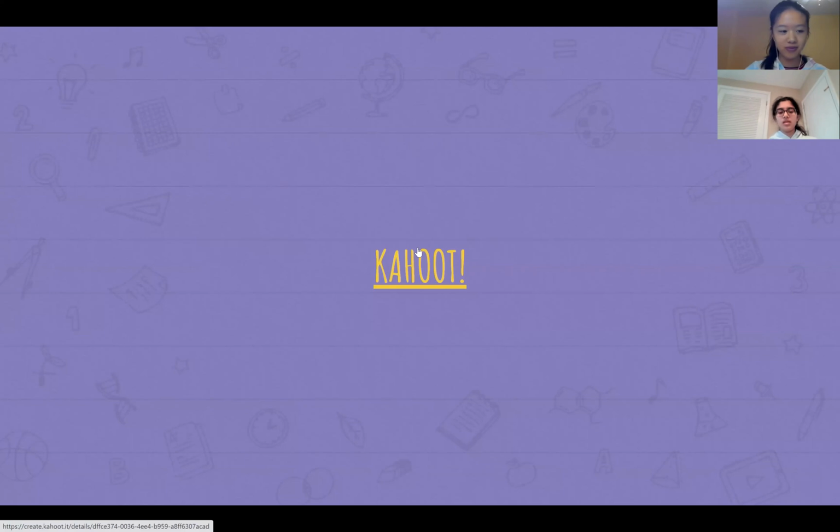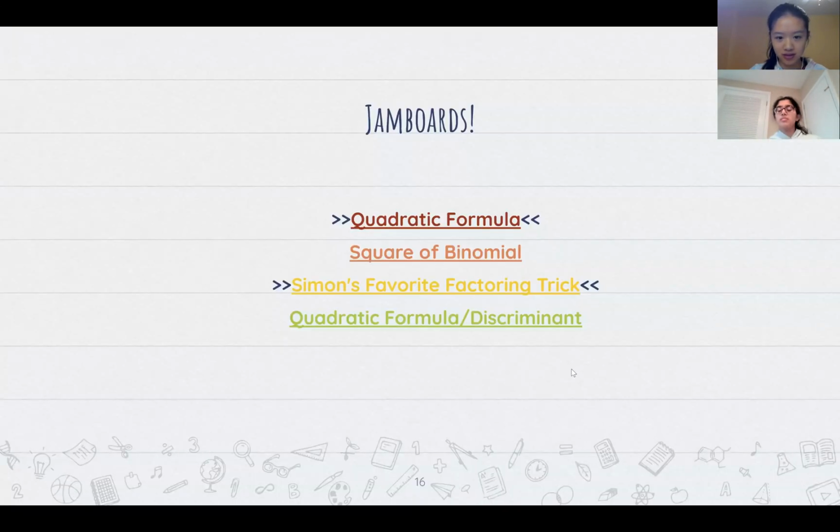Kahoot time? Okay, so this is random, but we do have Jamboard, so if you do want to look at the problems after class, you can look at them. The most important ones are probably the quadratic formula and Simon's favorite factoring trick, since they are the newest to you and they also are the most frequent.